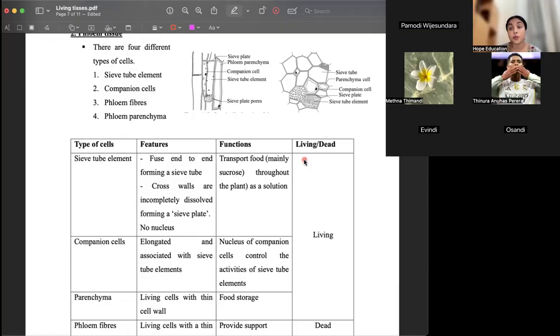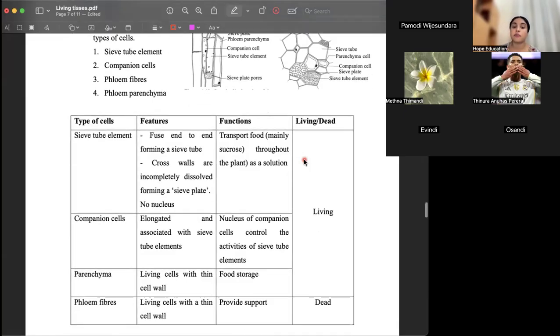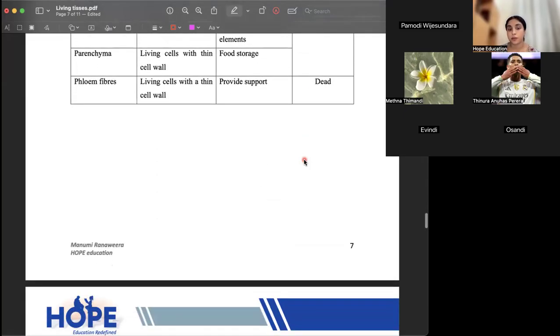Companion cells have a nucleus. Now, sieve tube element doesn't have a nucleus, but the nucleus is the one that controls all the activities of the cell. Since sieve tube elements do not have that, companion cells do it. Okay? Then parenchyma. Those three are living, and phloem fibers are the only ones that are dead in phloem.